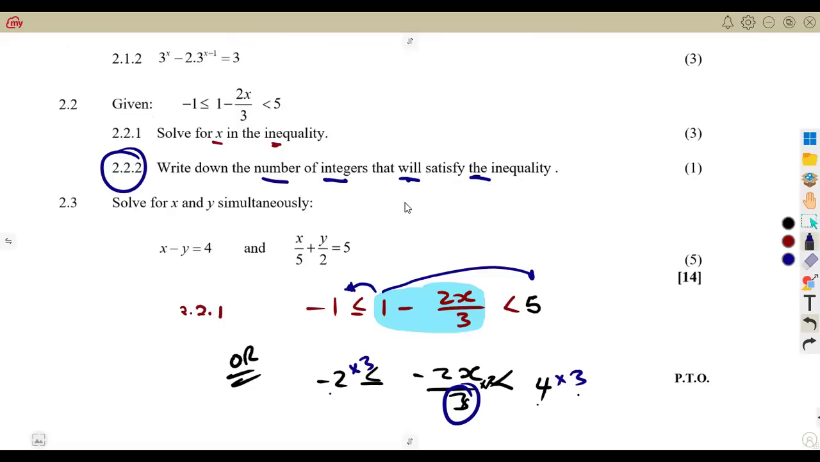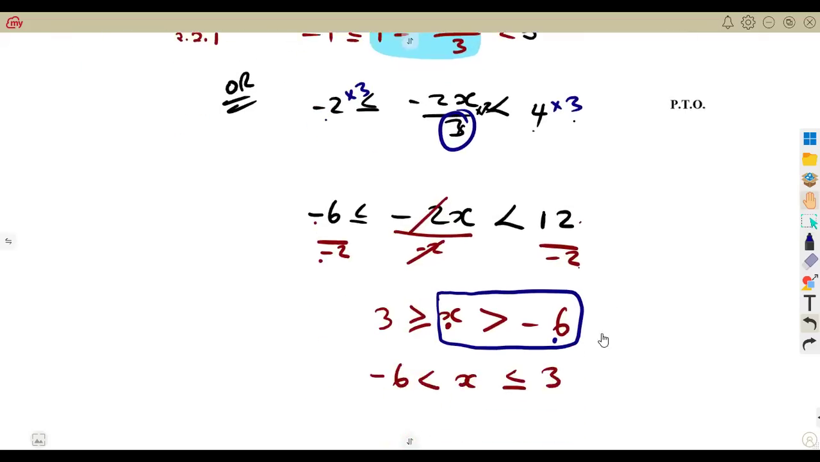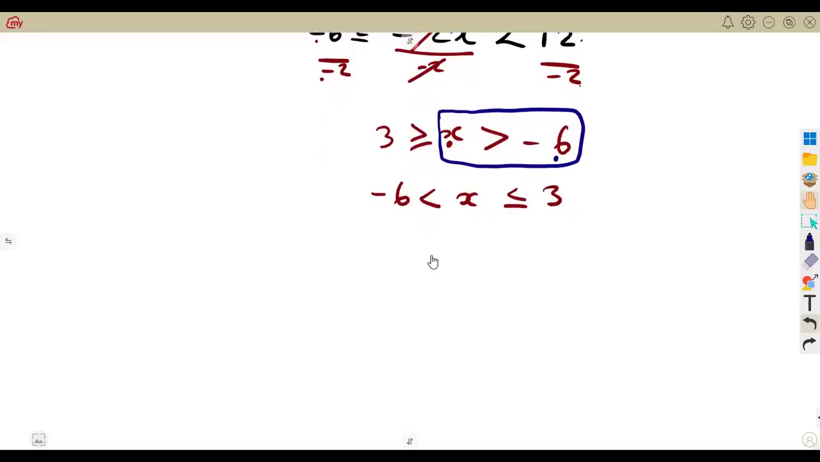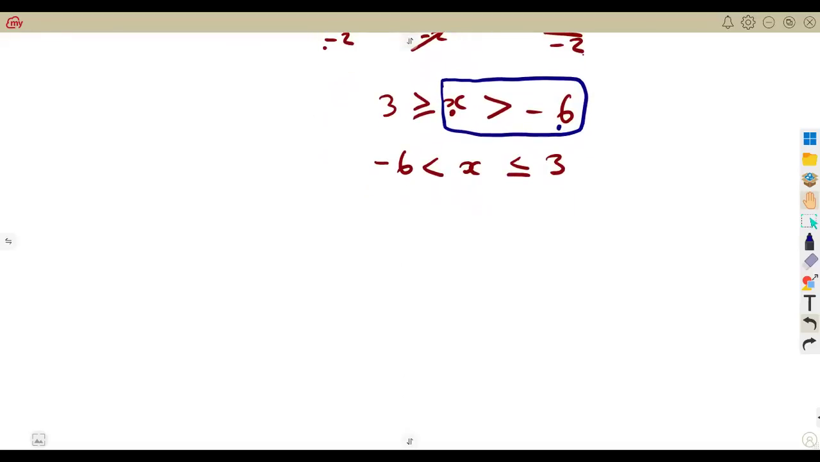Write down the number of integers which will satisfy these. The integers, remember, we're talking of what? These are numbers from... but from where? Is -6 going to be part of our answer? No, because they are saying x is bigger than -6. So we are not going to involve minus 6. Minus 6 is not part of our answer.